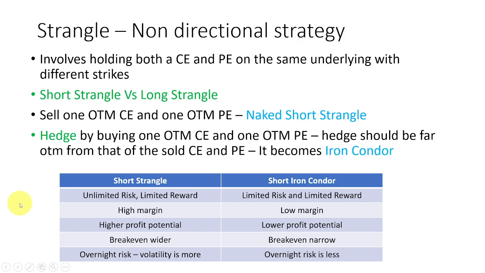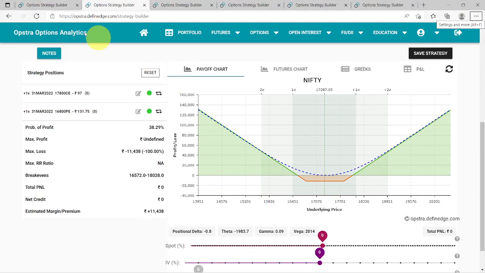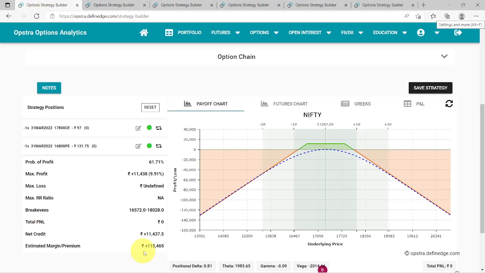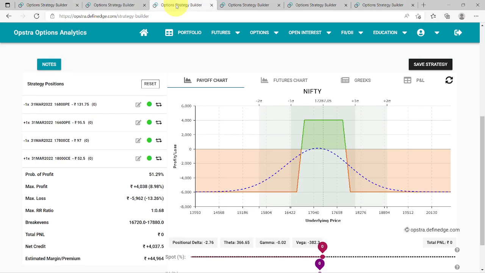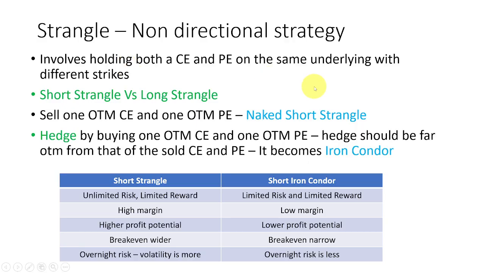I'll just give you the difference between the short strangle and the short iron condor. As I told you, the strangle has unlimited risk but limited reward. Here it is limited risk, and the margin needed, I have not shown you the iron condor's margin requirement. So here you saw the margin needed was 1,15,000, but once you buy the two contracts to protect your unlimited loss, your estimated margin goes down to 45,000 from 1,15,000. So thereby you are getting a margin benefit as well.